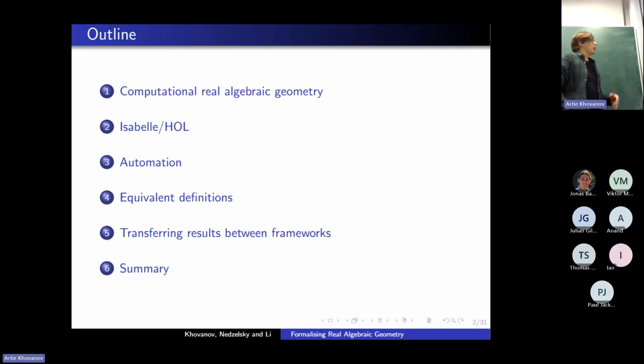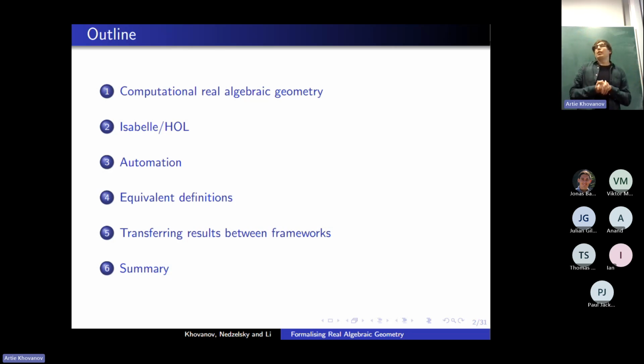I'll start by introducing us to the subject matter, computational real algebraic geometry. So what the actual maths is. Then I'll explain a bit about Isabelle HOL, and then I'll discuss the automation that's available in Isabelle HOL, generally considered to be quite good, how I found it, why it was good, where it wasn't so good.